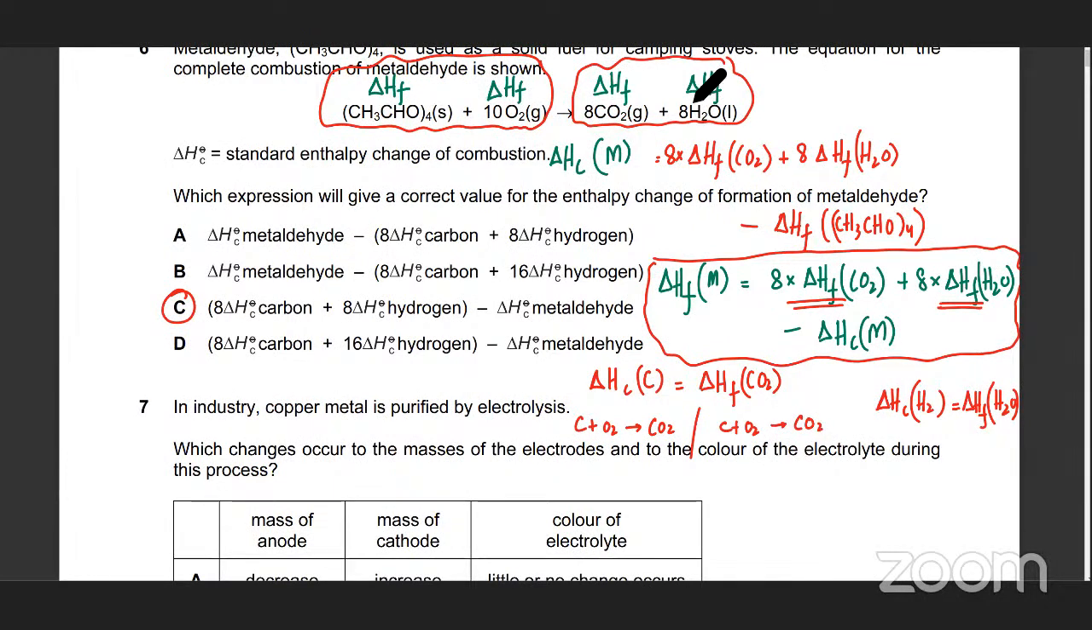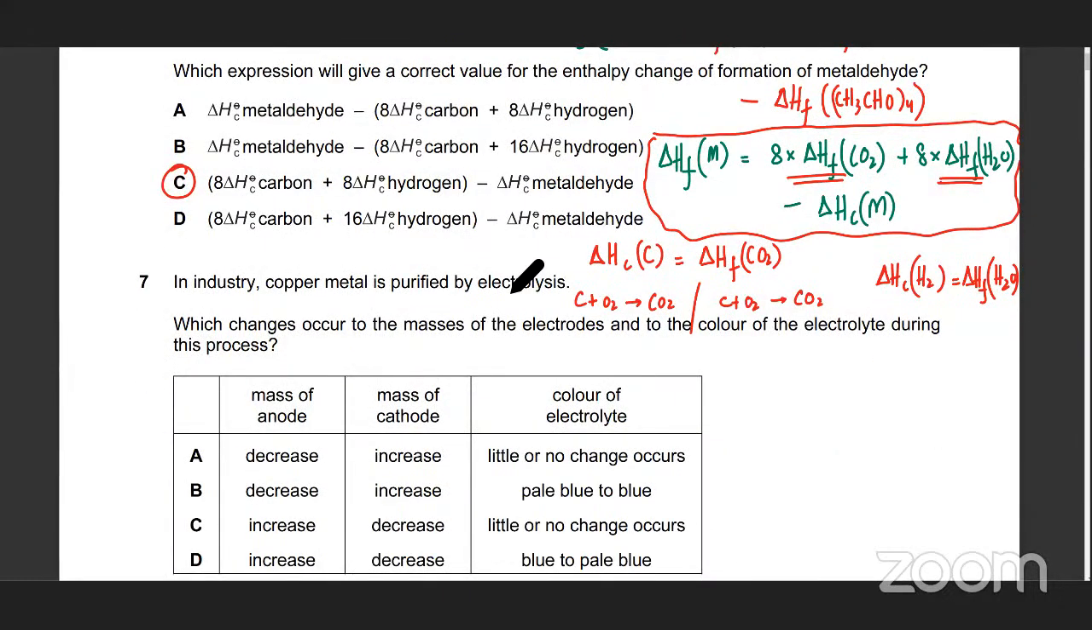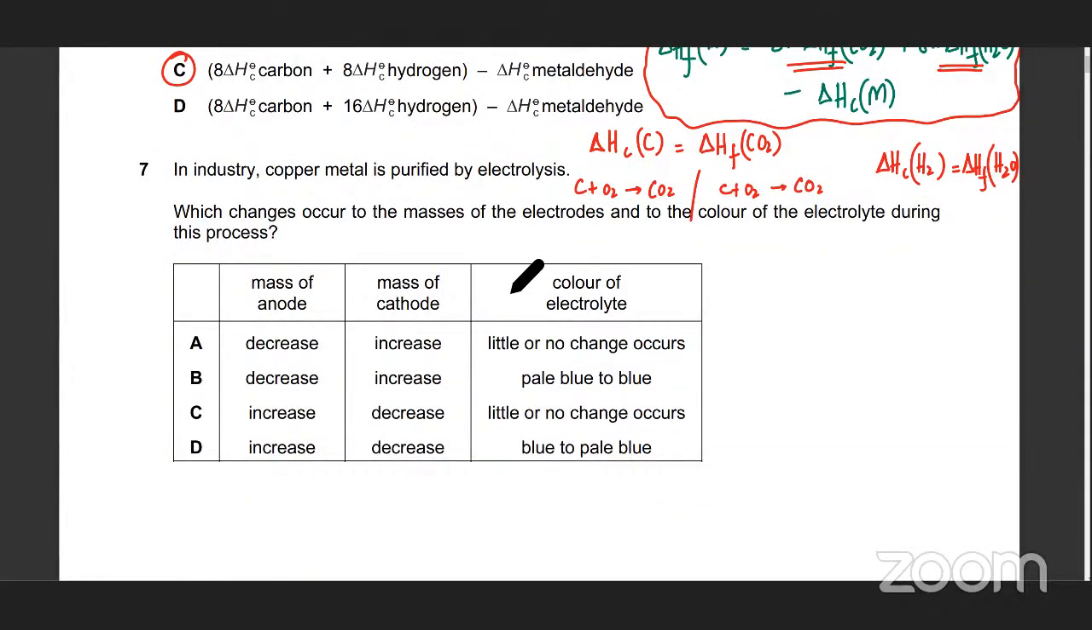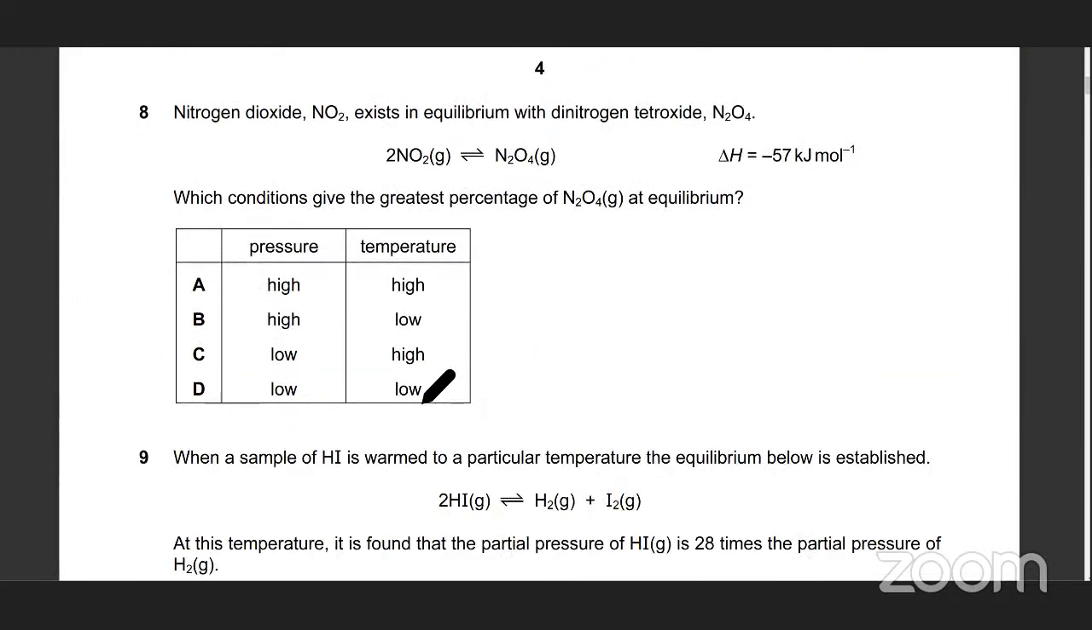And remember, in MCQs, when you see a question like this, just skip it. Just go to the next one, because it's a 1 mark question. Make sure you do the easy ones first. Next one is copper metal is purified by electrolysis. Electrolysis is not in your course anymore. It was in 2015, so forget that.